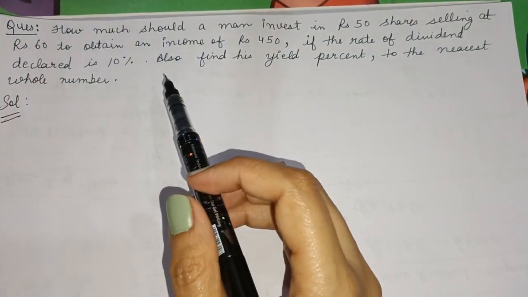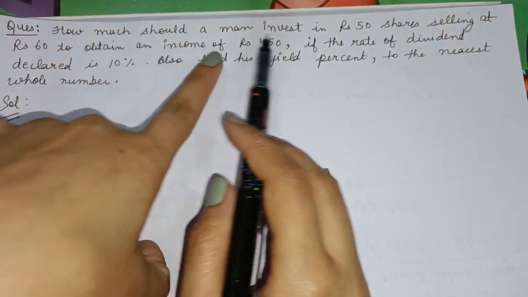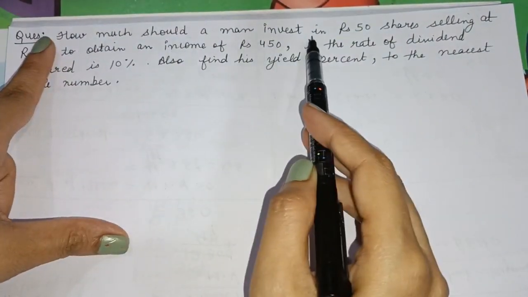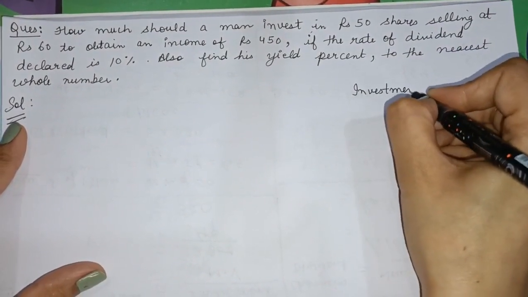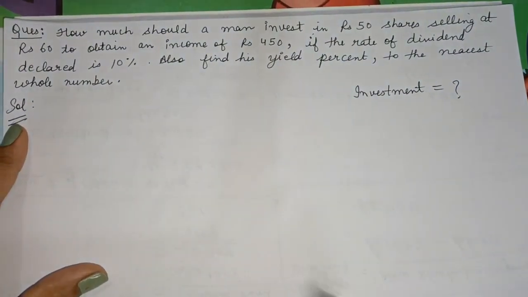Okay, again let's write it. What is given to us? How much should a man invest? So that means it's clearly understood. Investment we have to find. How much means this is what we have to find.